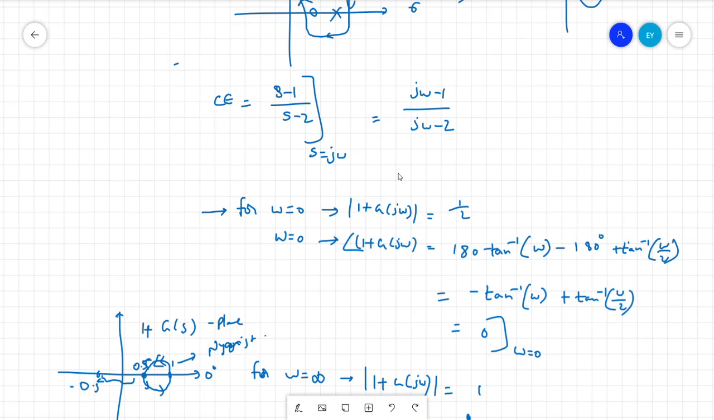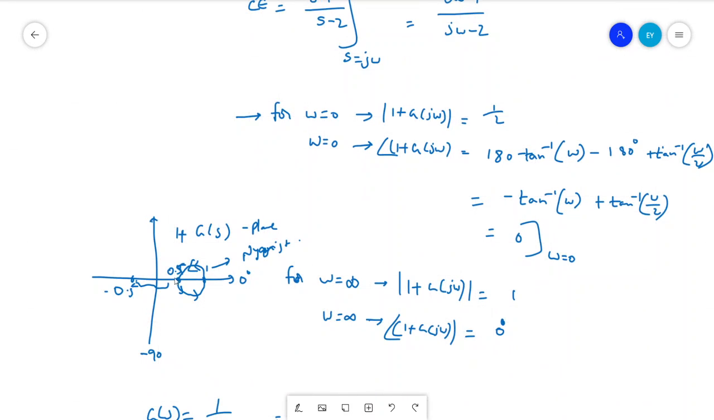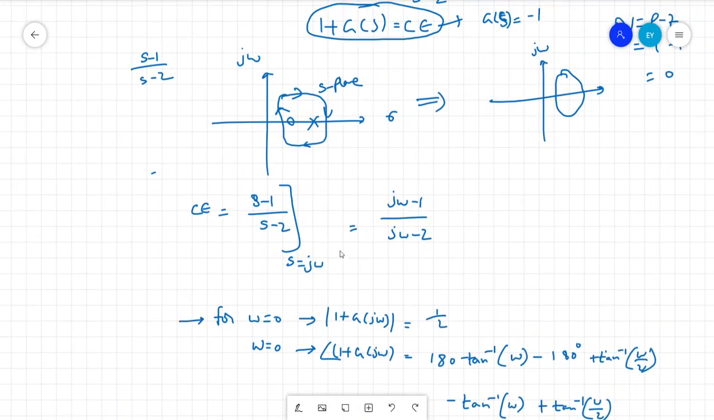So for this example, for 1 plus G of S, for omega equal to 0, we will get 1 by 2, and at omega equal to 0, the phase angle will be 0. So that means the plot will start at 0.5 and end at 1 for infinity. Okay, when omega is equal to infinity, 1 plus G of j omega will be 1. This is how you will get only a half semicircle here. You will get only this part. I have just drawn the mirror image also. Okay, this is how the plot looks for 1 plus G of S. See, if you observe the G of S which we drew before, how it actually looks is this.